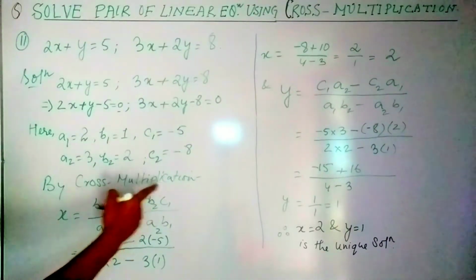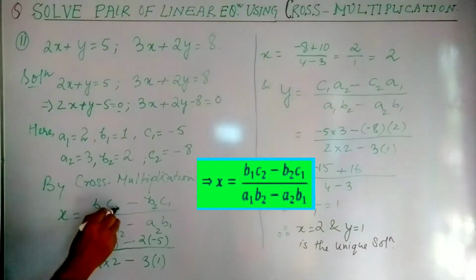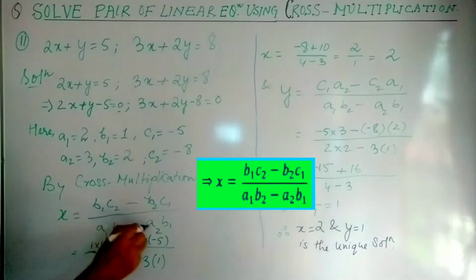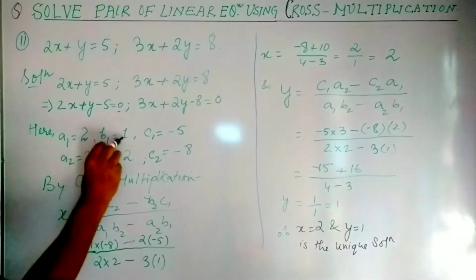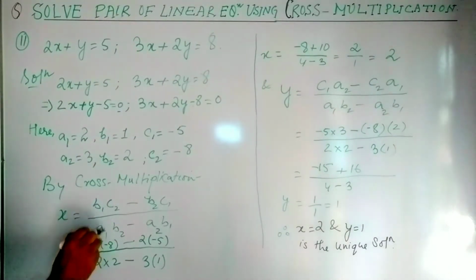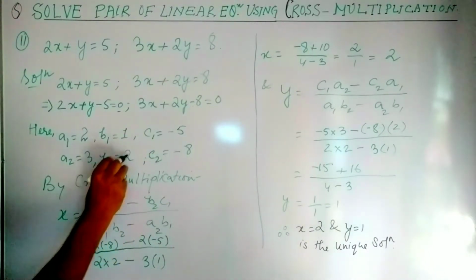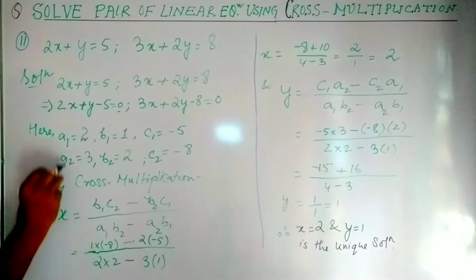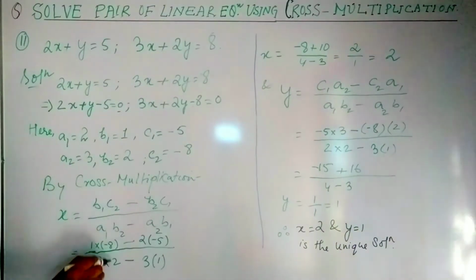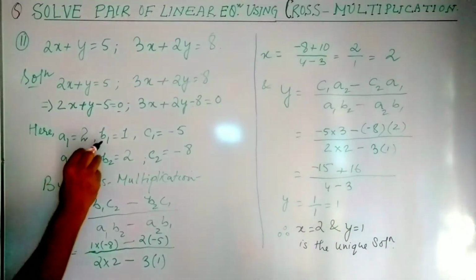Then by cross multiplication we have the formula. First of all we write b c, then we write 1, 2, 2, 1. Then we write a b, then we write 1, 2, 2, 1. Put the value of b1 as 1 and c2 as minus 8, b2 as 2 and c1 as minus 5. And then a1 as 2, b2 as 2, then a2 as 3 and b1 as 1.